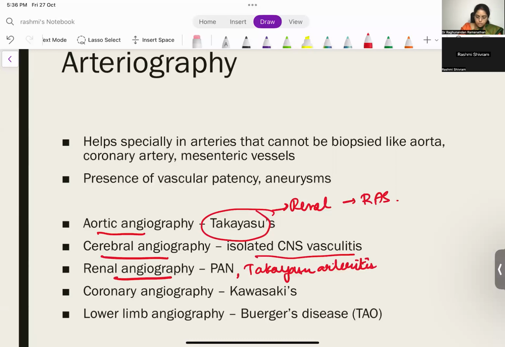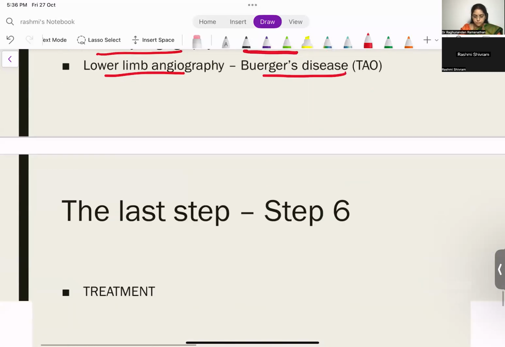Will you do renal angiography for a patient with ANCA-associated vasculitis? Usually we won't do it because it is a small vessel involvement, which will present with glomerulonephritis. Whereas in the medium or large vessel vasculitis, the patient will have stenotic lesions, renal artery stenosis. That's when you need a renal angiography. Coronary angiography, you saw there will be aneurysms in Kawasaki's disease. Lower limb angiography for Buerger's disease or thromboangiitis obliterans. All these angiographies, arteriographies are very, very important.